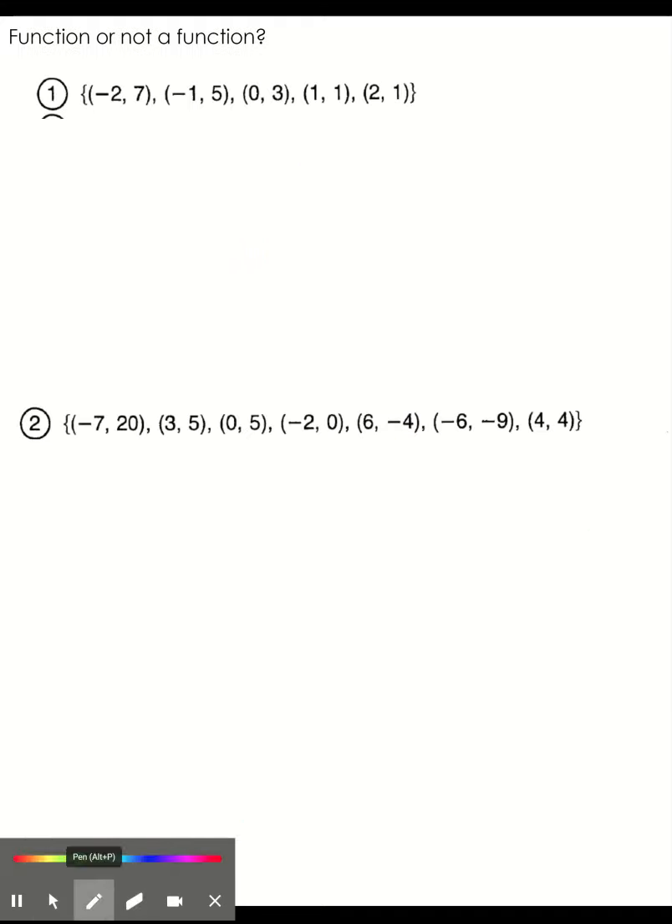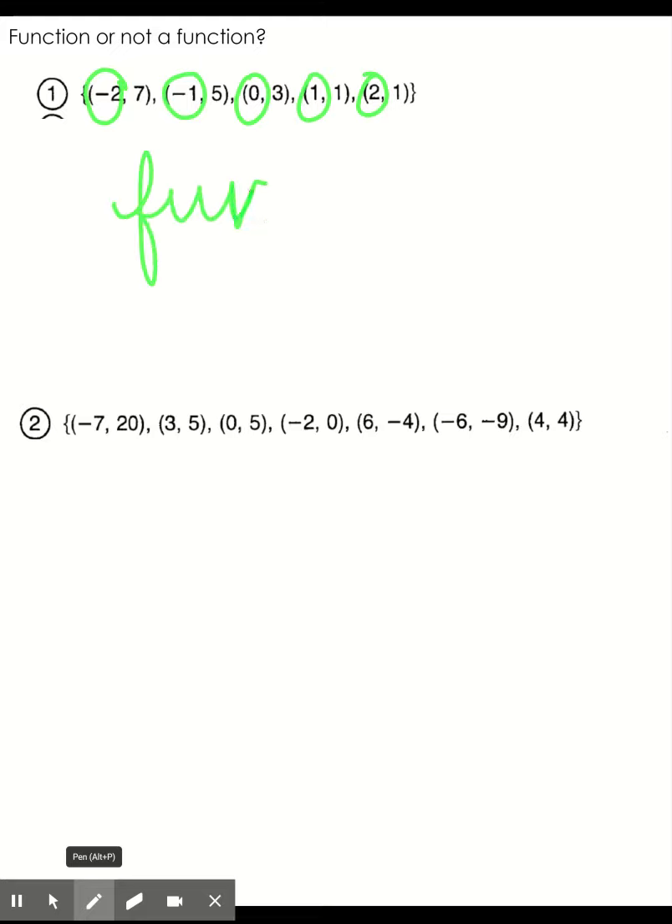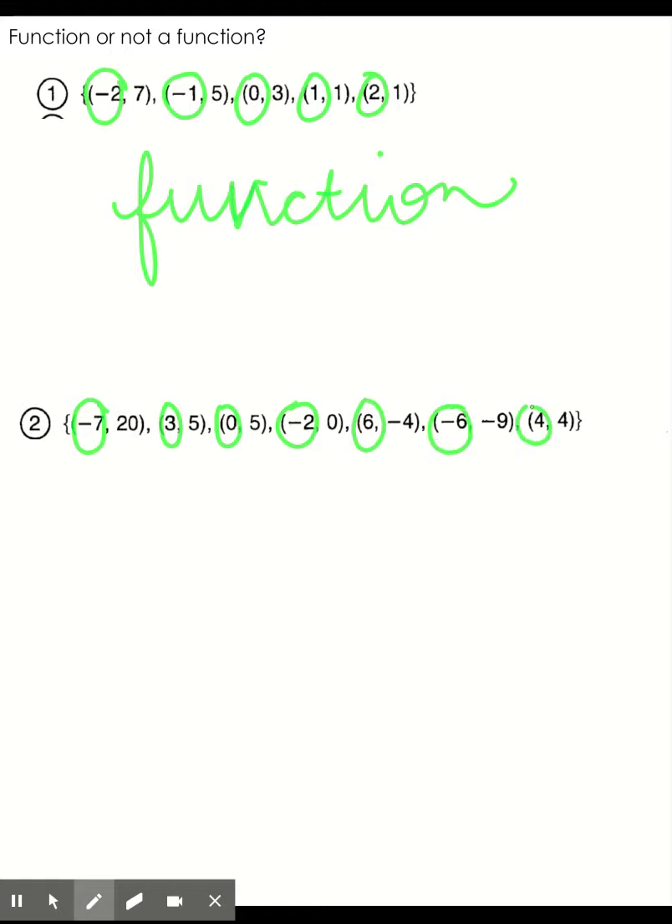Okay, one more. You can also see them in ordered pairs, okay? Just focus on your x's. You have -2, -1, 0, 1, 2. Because none of your x's are repeated, this one is a function. Okay? Let's again focus on just your x's. -7, 3, 0, -2, 6, -6, 4. Okay? Again, none of these are repeated, so this one is also a function.